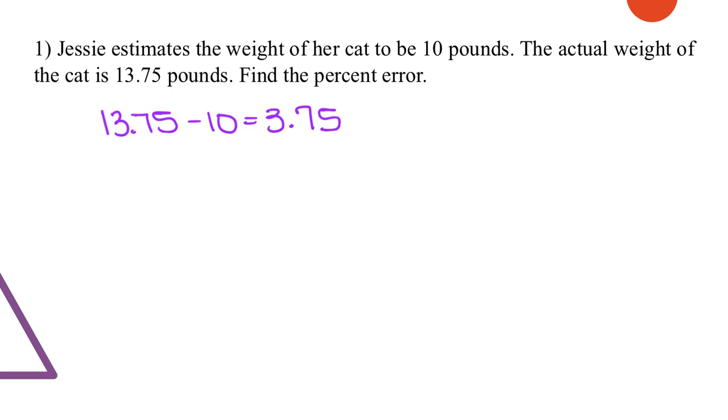But we want to find the percent error. So the 3.75 is the top. The actual weight of the cat is the bottom number, 13.75. And we are looking for that percentage. So we go right back to our cross multiplying, or divide and times it by 100, I mean.